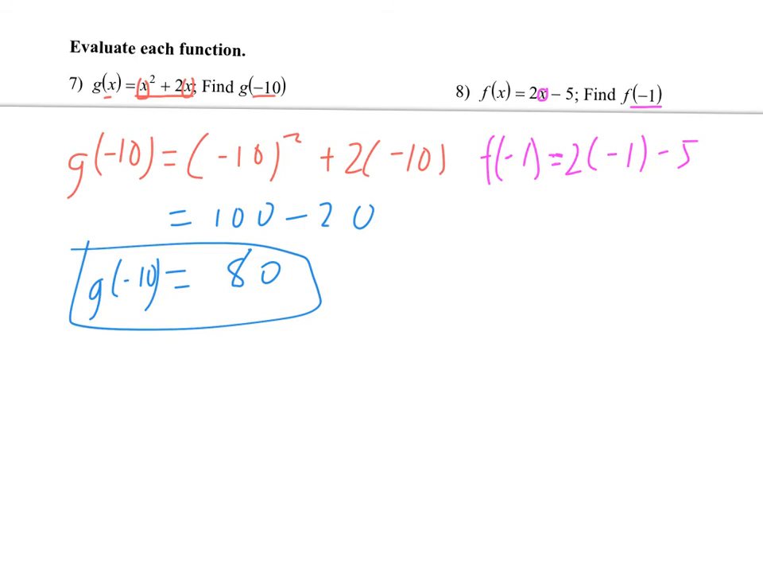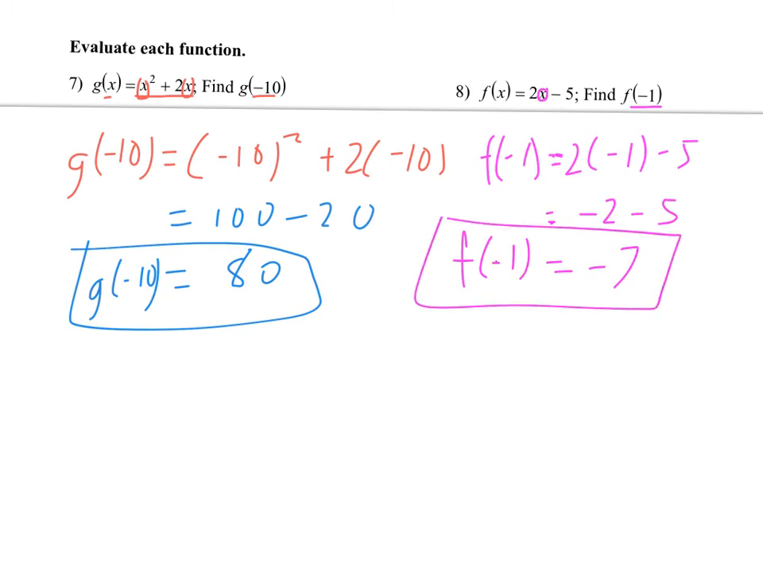All right, so now I'm going to evaluate this. So 2 times negative 1 is negative 2, and then negative 2 minus 5 is negative 7. So f of negative 1 equals negative 7. So f of negative 1 is me restating the question, and then negative 7 is my actual answer.